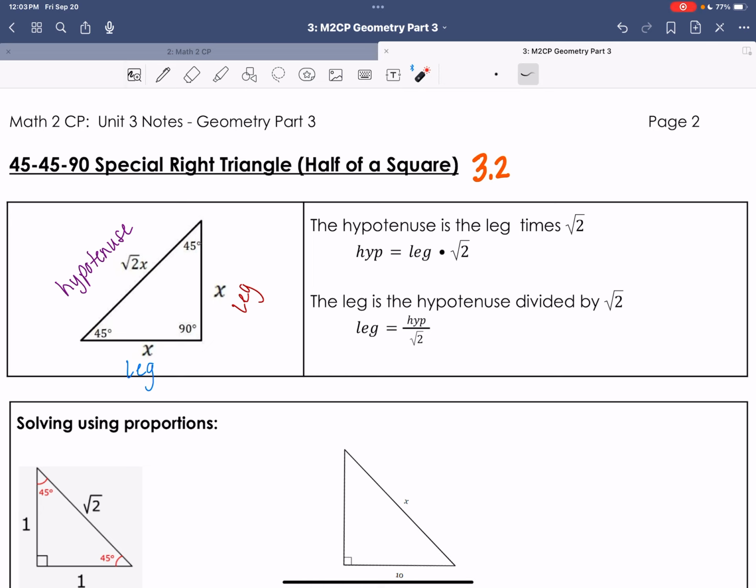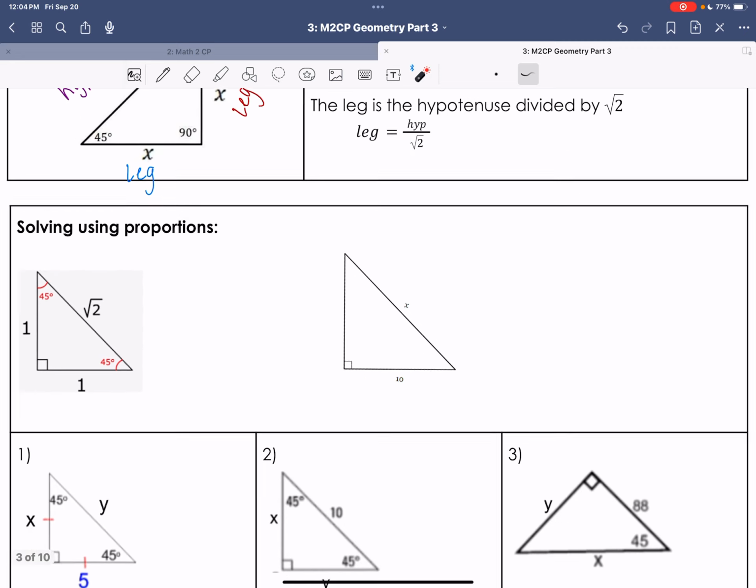For the next one, the leg is the hypotenuse divided by root 2. That makes sense because here you're multiplying, so you're going to do the opposite and divide here. All right, so now let's take some of that information and start applying it.